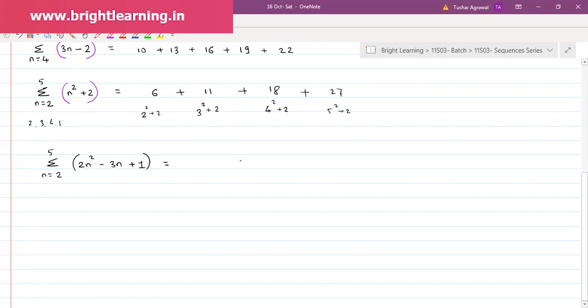Is the answer ready? Can you calculate that the first term will be 3, the next term will be 10, the next term will be 21, and when you put n equals 5, the last term will be 36. Is everybody getting this value? Check and verify.